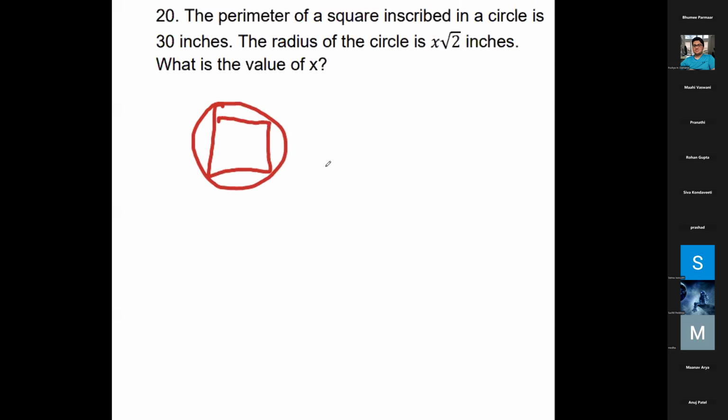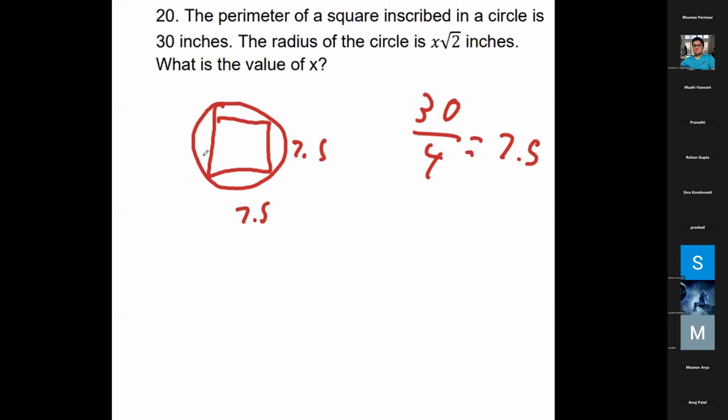And then it says the perimeter is 30 inches, so the side length of the square would be 30 divided by 4, which is 7.5. So each of these side lengths of this square is 7.5. And so we're asked to find the value of x and we're given a radius.